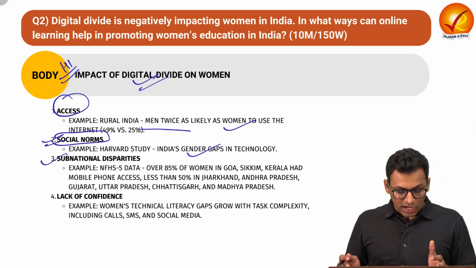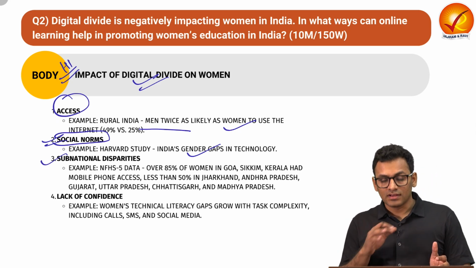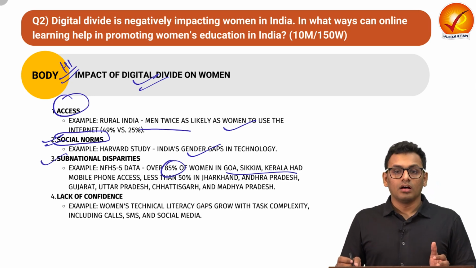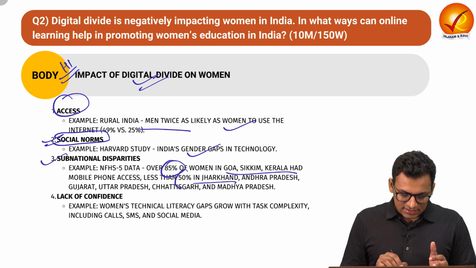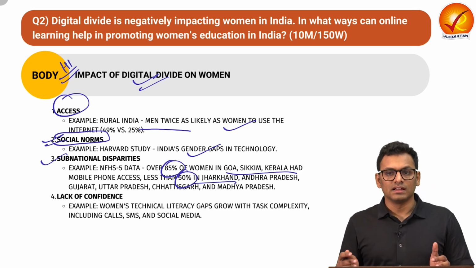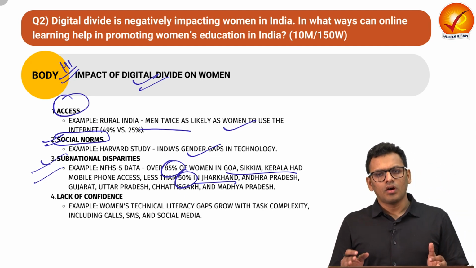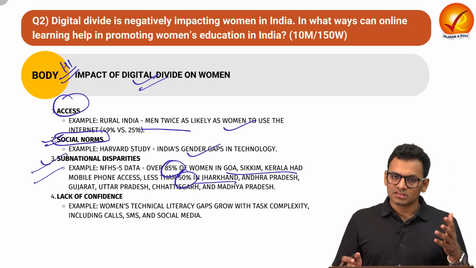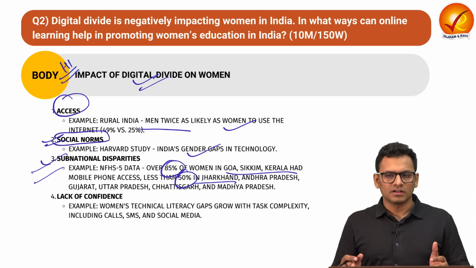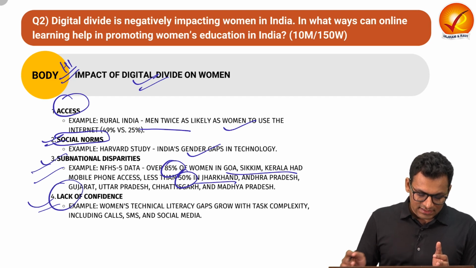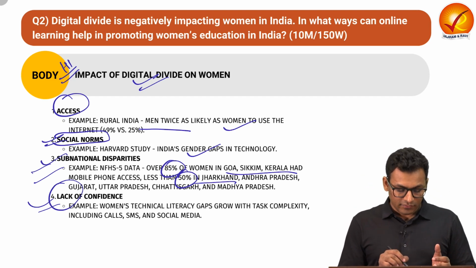Next, we can talk about how there is sub-national disparity with respect to the digital divide. There are certain states where the digital divide is less, and there are certain states where it is relatively higher. This kind of regional asymmetry also reflects a certain cultural context as well as resource limitation. And lastly, there is an impact on the psyche of women, that is, lack of confidence.